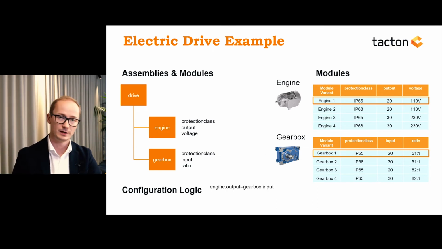Then I would start writing logic for this. So engine output should be equal to gearbox input. Let's say that the outputs and inputs are things like Newton meters, so some kind of torque. They need to fit together. I want to aggregate the protection clause, so make sure that all things that are selected have the same protection clause.